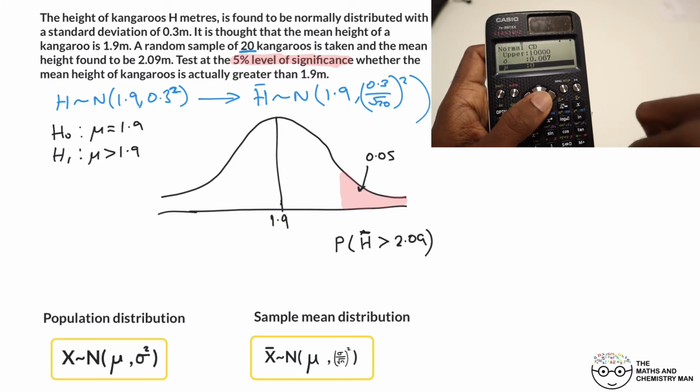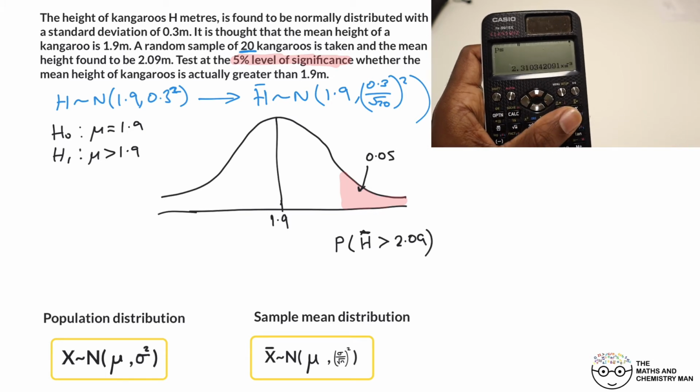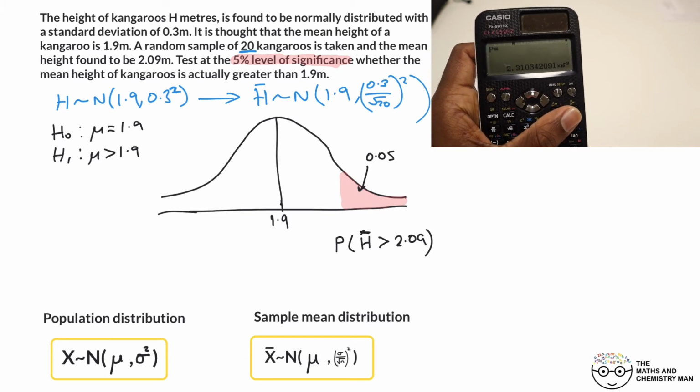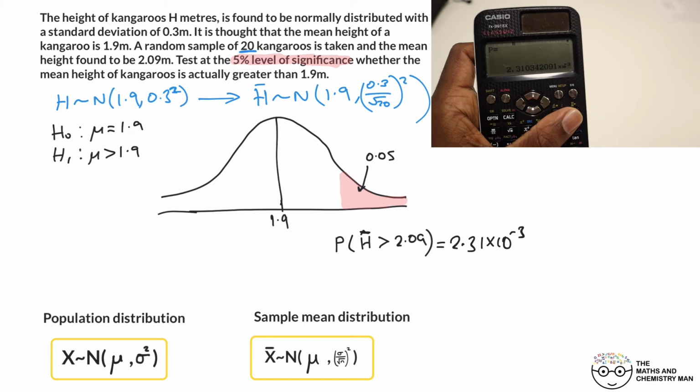And our mean is 1.9. Okay, there we go. So what we've got now is that the probability of being greater than 2.09 is 2.31 times 10 to the minus 3. So obviously a very, very small number. That there is 0.00231.